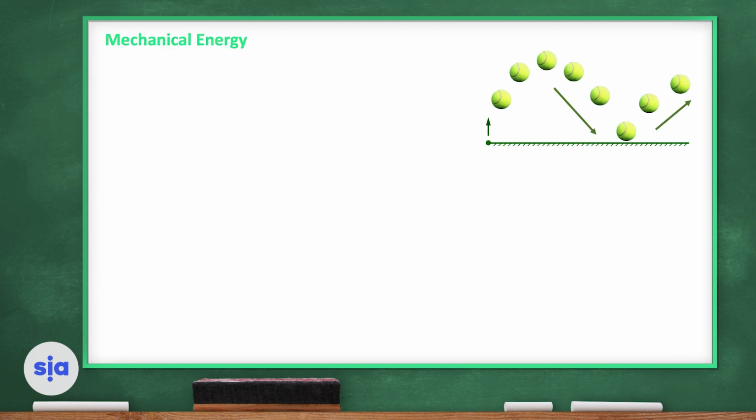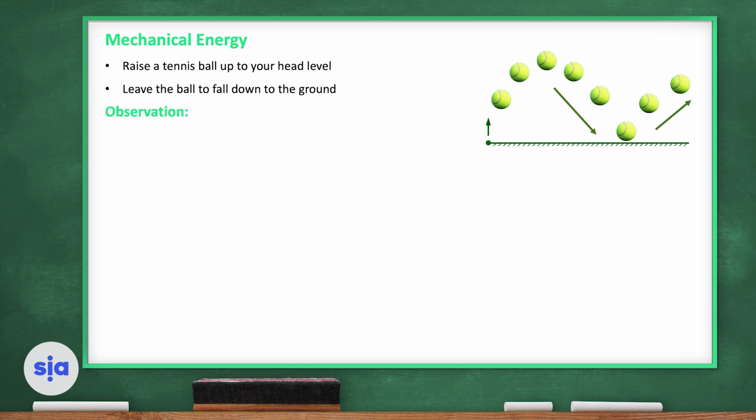Now, let's discuss together mechanical energy. If you try to raise a tennis ball up to your head level and then leave the ball to fall down to the ground, what is your observation? What will happen to the tennis ball? The ball will hit the ground and keep bouncing off the ground. You know the motion of the basketball or the tennis ball? When you try to hit the ground with these balls, they keep bouncing off the ground, up and down, up and down.